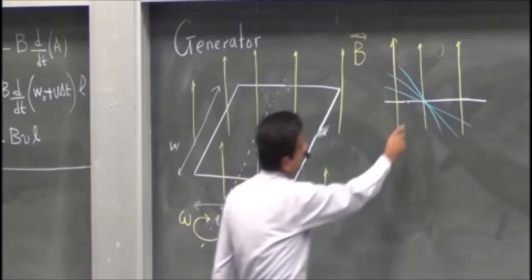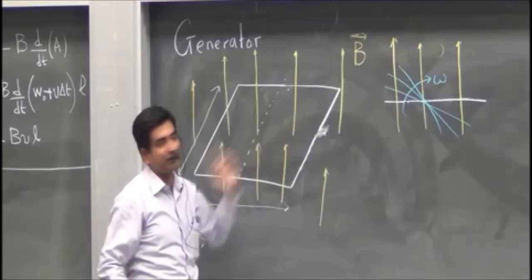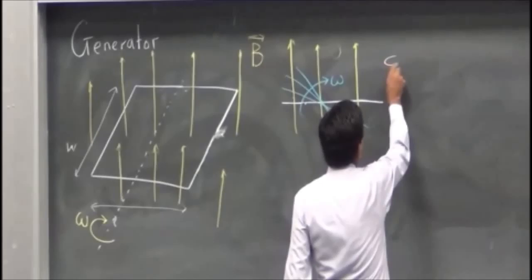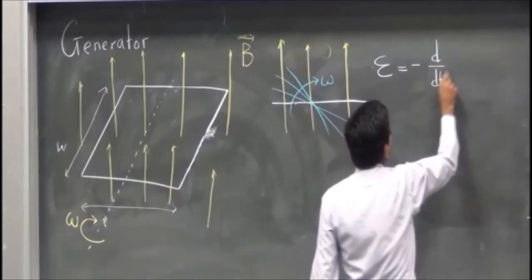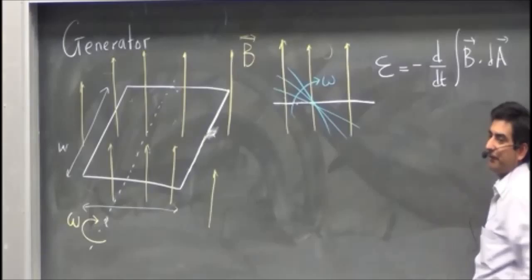What's going to happen is that about this pivot, this coil is going to rotate, it's going to turn around in this general direction omega. Now I would like to find out whether an EMF is generated inside this loop which can make a current go around in this loop. Now once again I use Faraday's law. The EMF is minus d by dt of the integral of B dotted with dA.